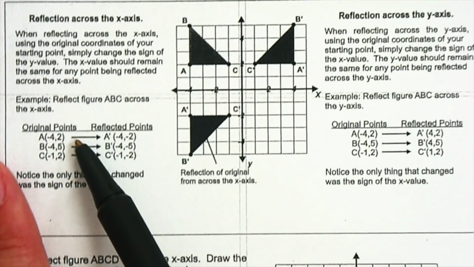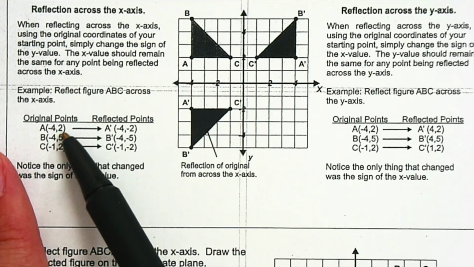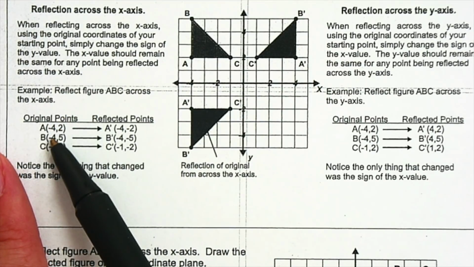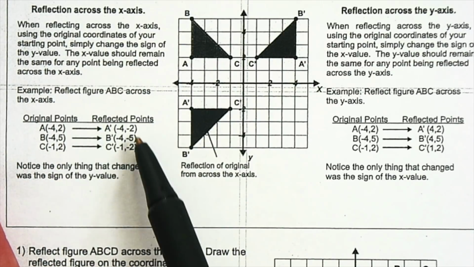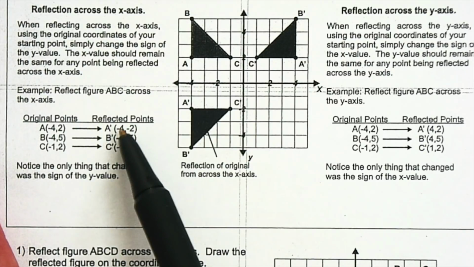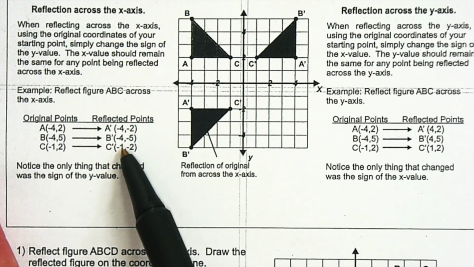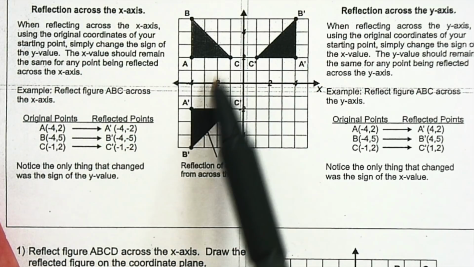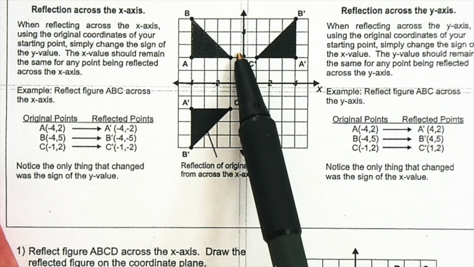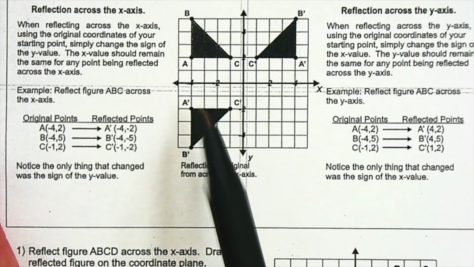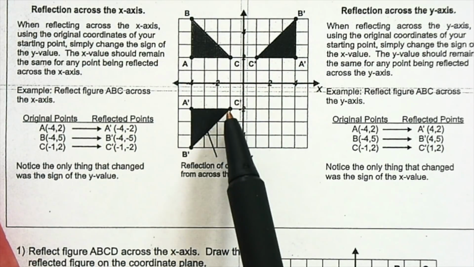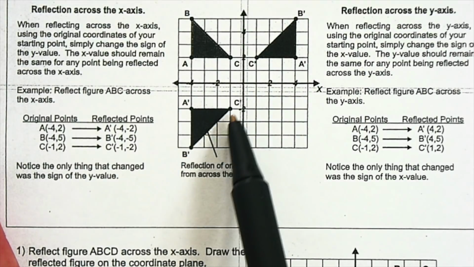So for example, your original points started as (-4, 2), (-4, 5), and (-1, 2). Notice how your x values stay the exact same, and your y values have changed sign. So if we look, this is A and B and C. Notice how this is A with an apostrophe. We call that A prime. B with an apostrophe and C with an apostrophe, so B prime and C prime.